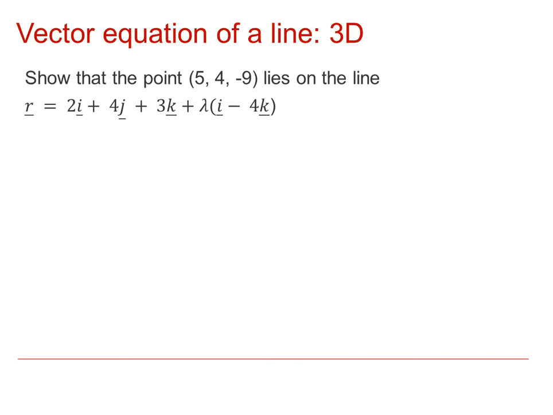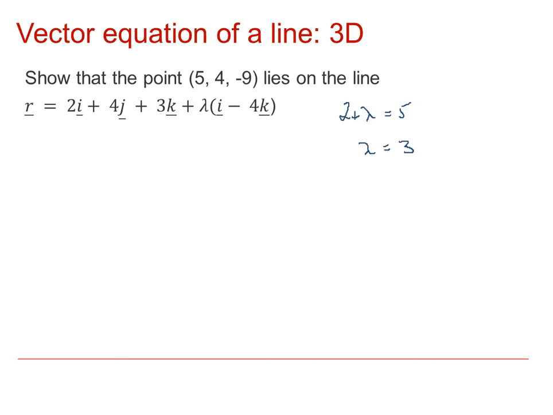For the equation that we found, the question says can we show that the point 5, 4, negative 9 lies on this line? If we look at the x component, we have 2 plus lambda in the i direction. So if we want 2 plus lambda to equal 5, then clearly lambda must be equal to 3.